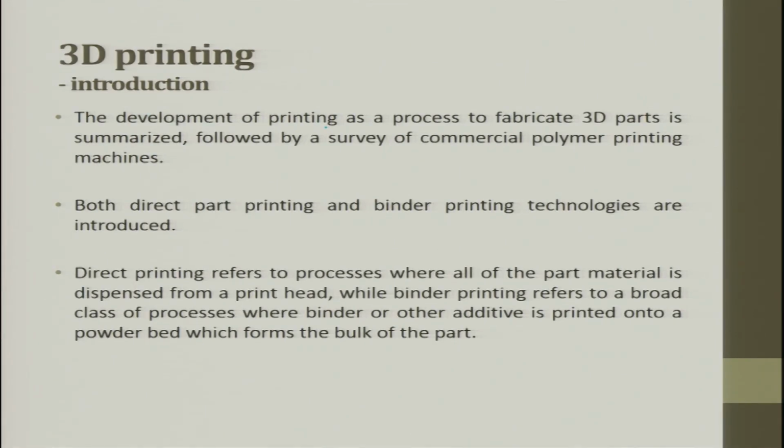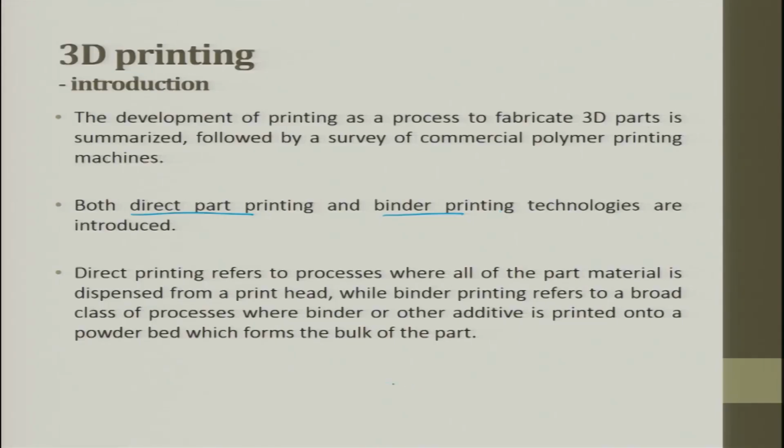The development of printing as a process to fabricate 3D parts is summarized, followed by a survey of commercial polymer printing machines. Both direct part printing and binder printing technology are introduced. Direct part means whatever you get will be the direct product. Here we will try to bind the building materials and use that as a technology to develop a 3D product.